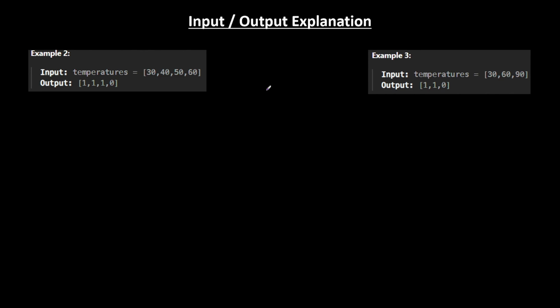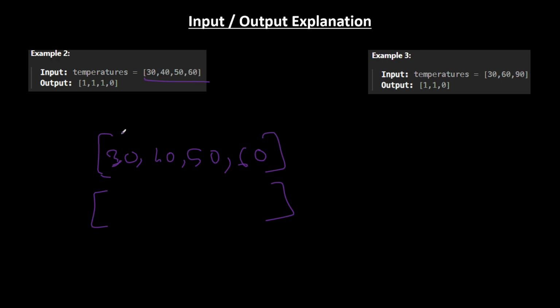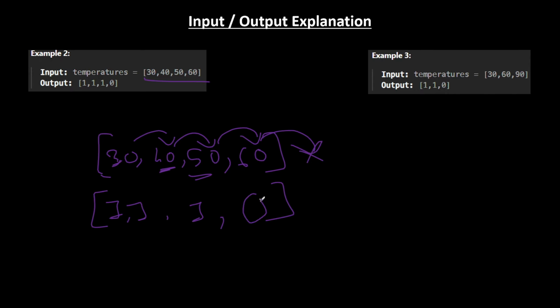Now let's understand the input output explanation. Let's take this example here: 30, 40, 50, then 60. We have to return an array of the exact same length. After 30, the higher temperature is 40, so it took only one day. For 40, it's 50, only one day. For 50, it's 60, so it took only one day. For 60, there is no more temperature, so the output will be 0. Got it? I hope you got this example.